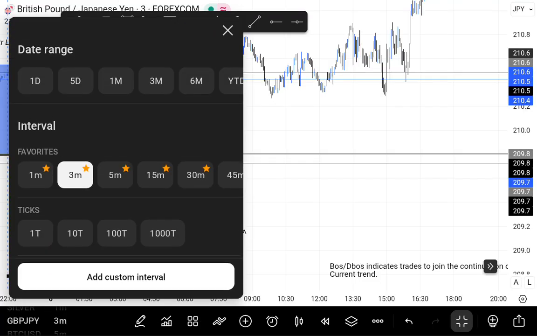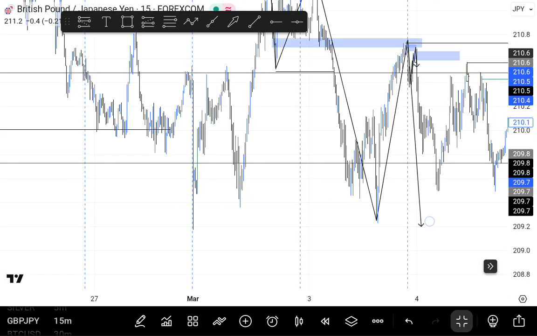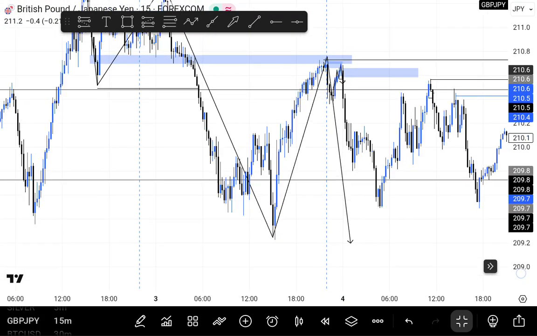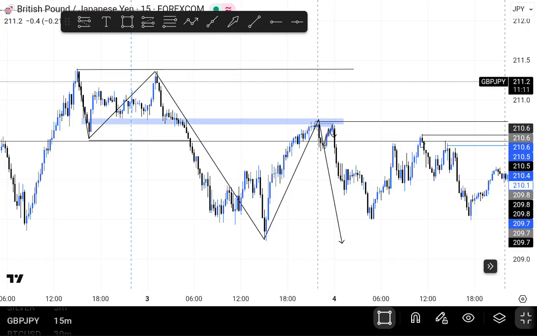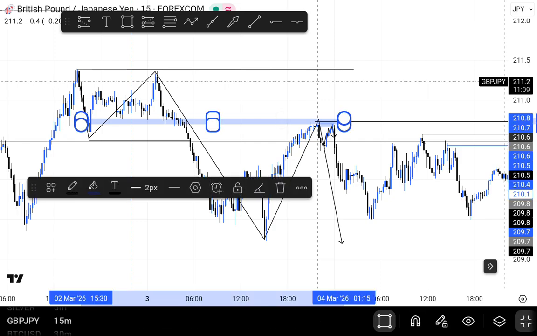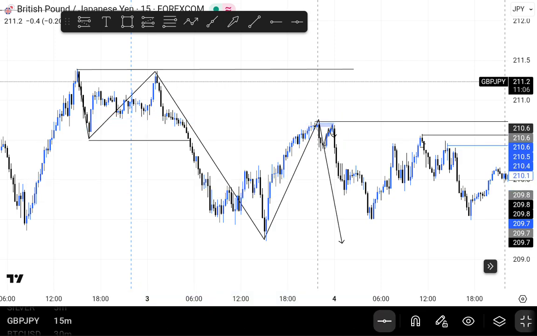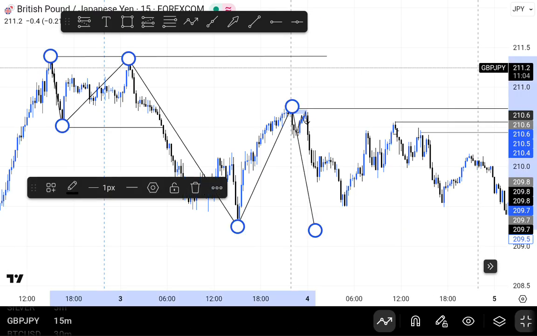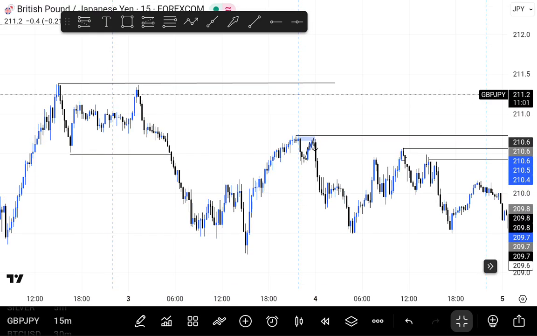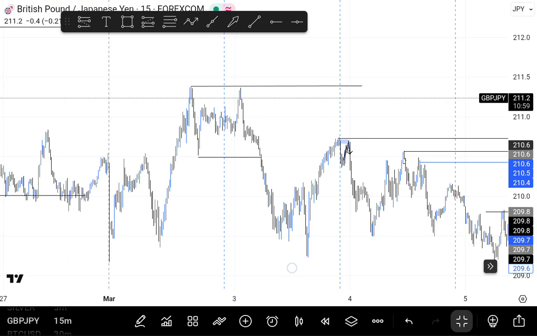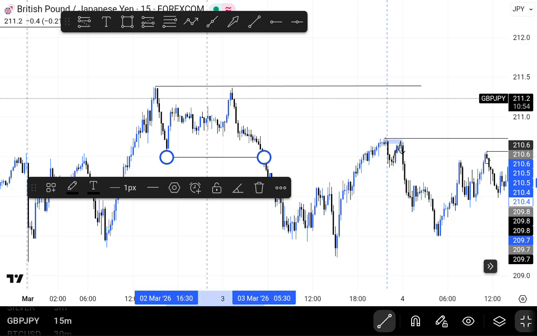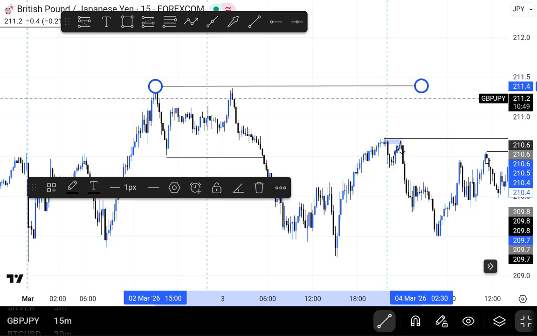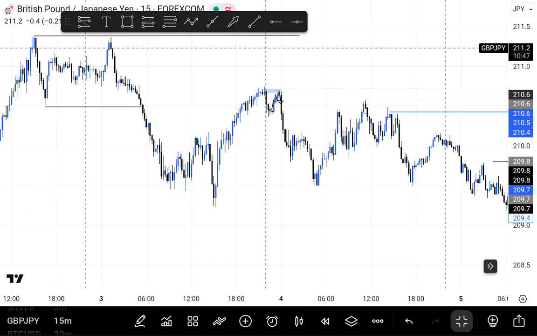Let me just brief everything with the bias. First of all, I was marking my bias here. I didn't stress much when I get my bias, but I'll give a topic on bias later. Just mark this high, this low, the recent high. Mark this next low.